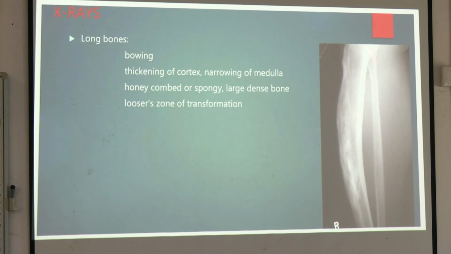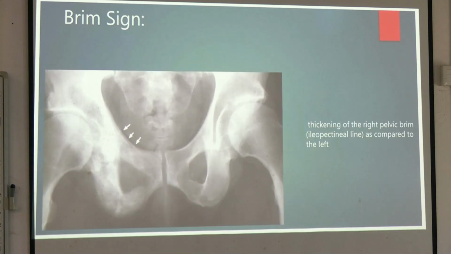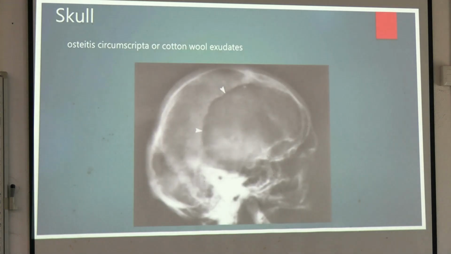So this is the tibia which you are seeing, which is showing a thickened cortex. The thickened cortex, you can see this hyperdense area, and the bone is showing an anterior bowing. Then comes the pelvic brim sign. So this is also seen in Paget's disease. The pelvic brim will be very much thickened in the patient. So this is the iliopectineal line which is very much thickened in such patients.